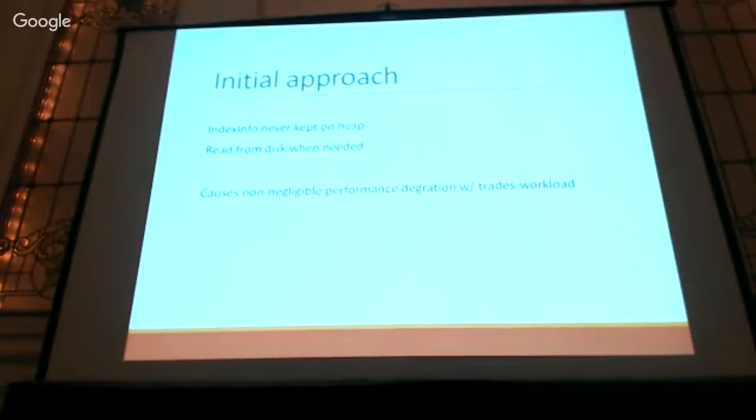The initial approach was more like, okay, let's get rid of the index info object in the key cache altogether. And then, if we need that, we just read it from disk. We had some index offsets to the index file in the previous version for 3.0. But there was some non-negligible performance degradation with some workloads.